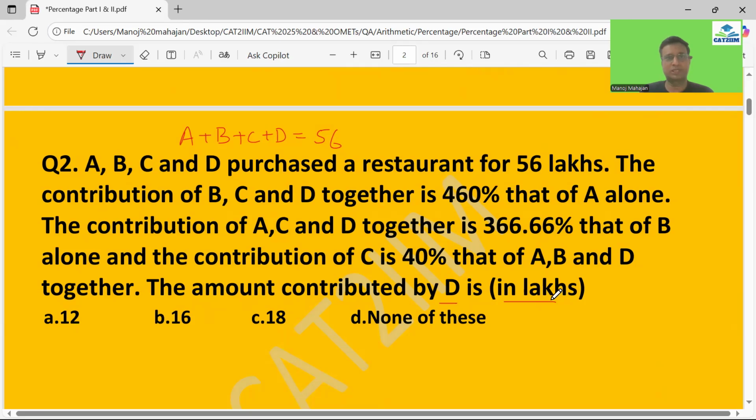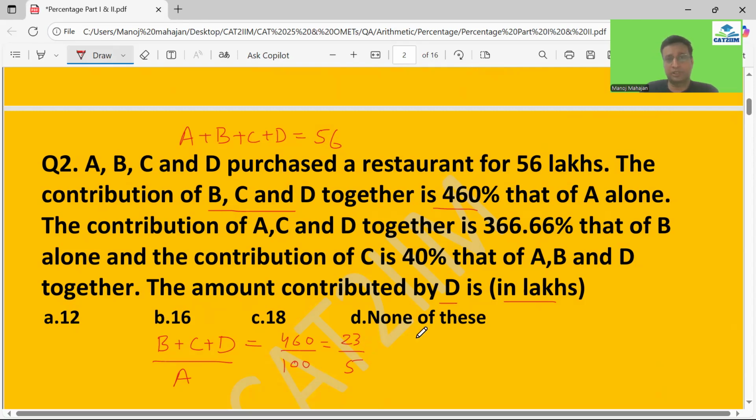Now what is given to us in the next line is that the contribution of B, C, D together is 460% of A alone. So what they are looking forward to write is B plus C plus D is 460% of A. Let's see how we're going to use the numbers here. Can we divide this by A? And percentage, I told you to convert into numbers, divide by 100 by removing the sign. Ultimately, what I get is 23 upon 5 on simplifying.